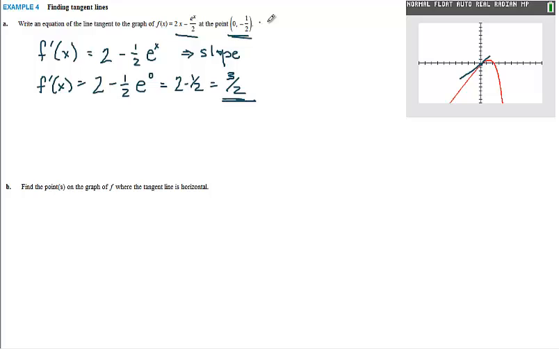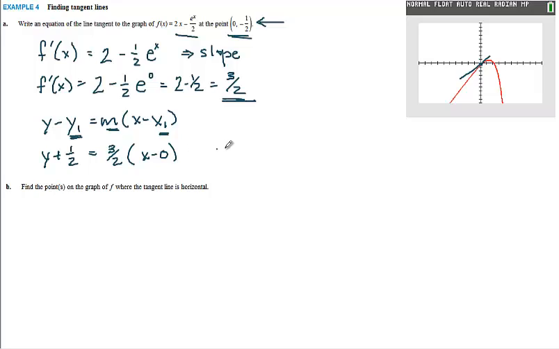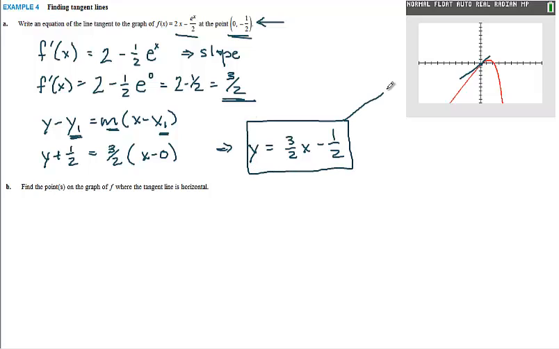So I know the slope, and I have a point. I'm going to use what I call the point slope formula, which is y minus y1 equals m times x minus x1. You used that a bit in chapter 1. Now you're going to have to recall it. Plugging in, because I have a point and I have a slope, y minus y1 is negative 1/2, so that's plus 1/2, equals m, that's 3/2, x minus 0. Cranking that around a little bit, I get y equals 3/2 x minus a half. There's the equation of my tangent line. So this right here is the equation of that blue line right there.